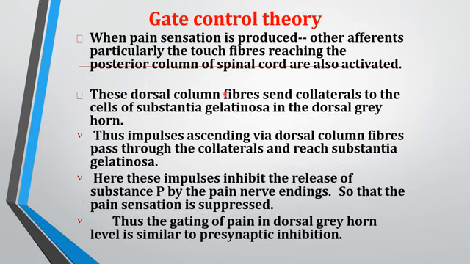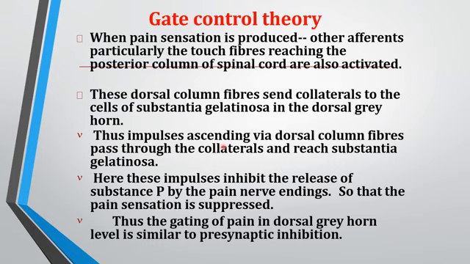So when pain sensation is produced, other afferents, particularly the touch fibers present on the skin and reaching the posterior column of spinal cord, are also activated. So along with pain sensation, touch sensation is also activated. These dorsal column fibers send collaterals to the cells of substantia gelatinosa in the dorsal gray horn.